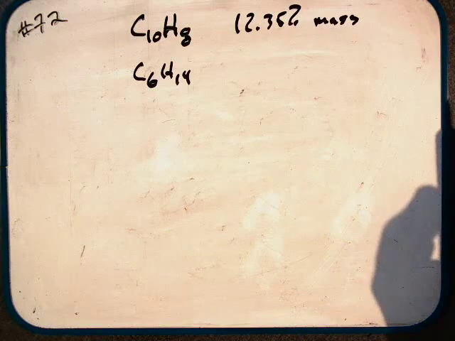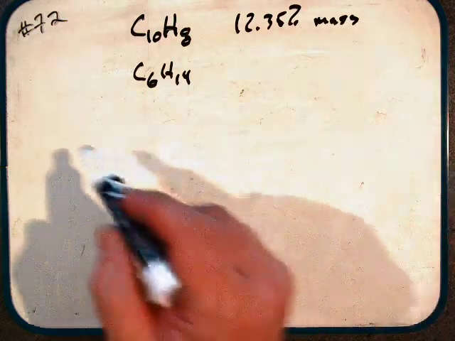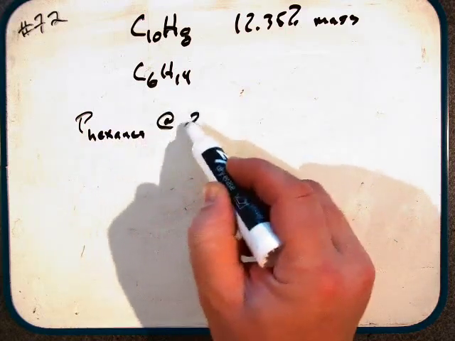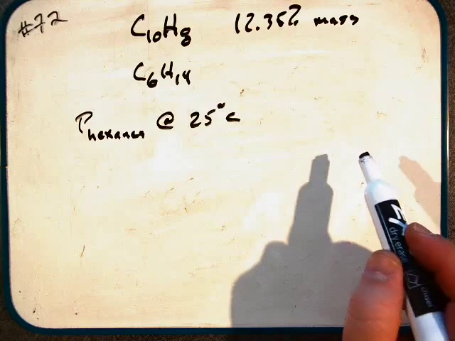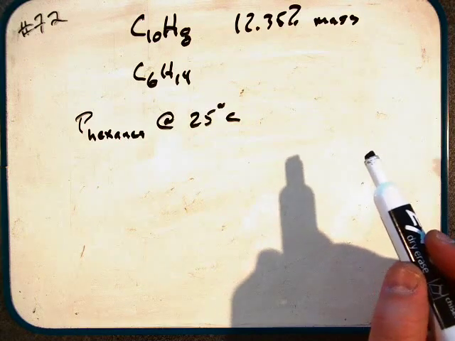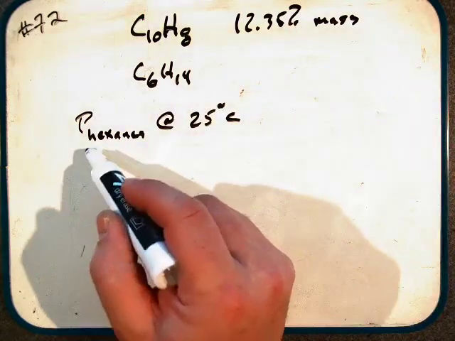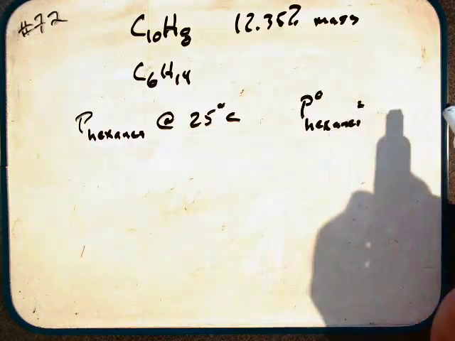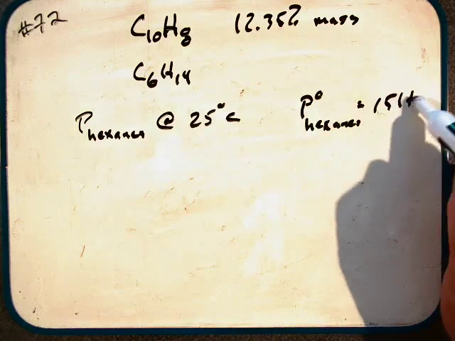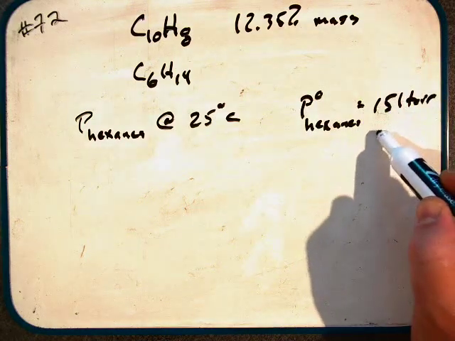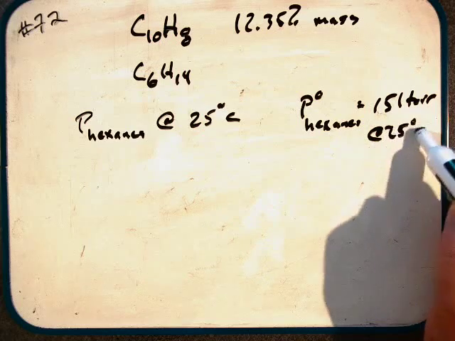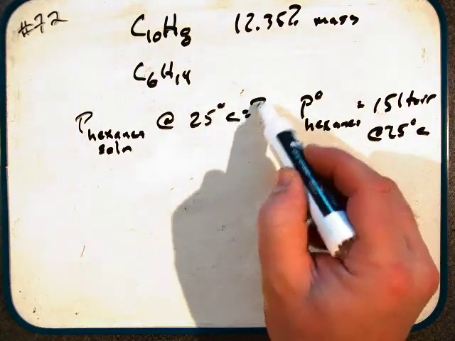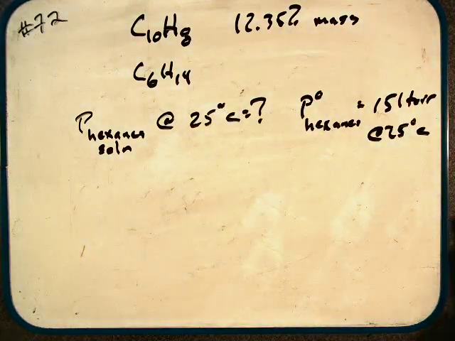Calculate the vapor pressure at 25 degrees Celsius of hexanes. So we're looking for the pressure of hexanes at 25 degrees Celsius above the solution. The vapor pressure of pure hexanes is equal to 151 torr at 25 degrees Celsius. And so this will be our hexane solution. That's what we're trying to determine.